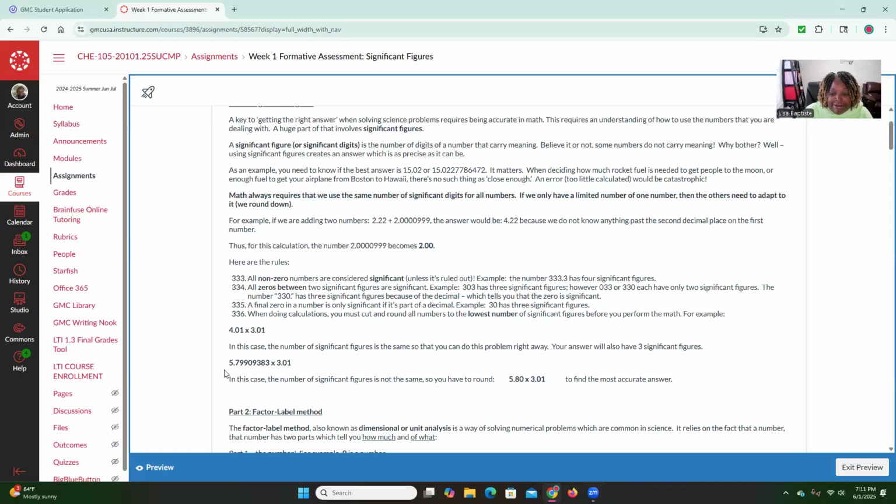Okay. So let's look at another example where they're not the same. So we have 5.79909383. So that has one, two, three, four, five, six, seven, eight, nine significant figures. That zero's significant because it's between the two nines. And then we have 3.01, which only has three significant figures. So when you calculate this answer, you only want three significant figures because you always go with the least for multiplication. And that's also true for division as well.